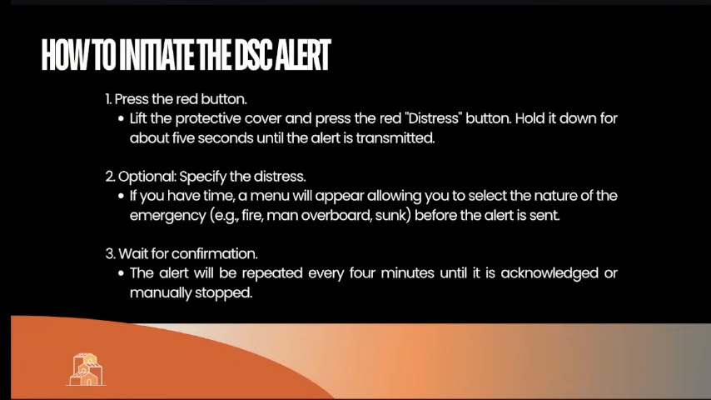And then, how are we going to initiate the DSC alert? You have to press the red button. Lift the protective cover and press the red distress button. Hold it down for about 5 seconds until the alert is transmitted.